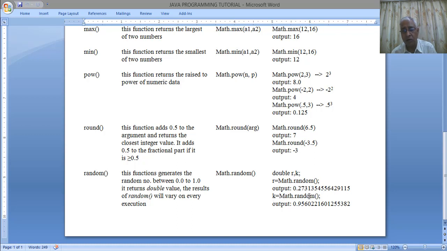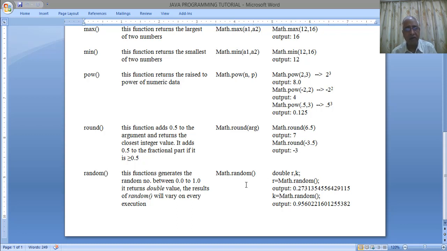If k is equal to Math.random(), again the function is executed. Now the value is stored in k, and you see some other number has come. So the same number will not be repeated. Some other number will always come again and again when the function is executed. This is the beauty of the random function, to generate random numbers so that lucky draws can be taken out.